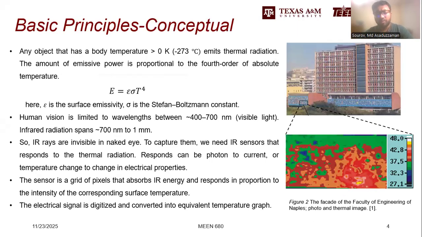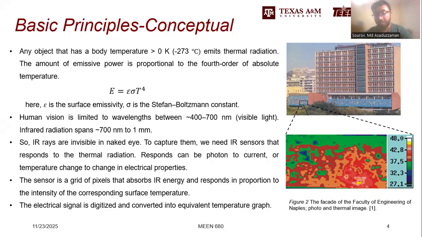Now, infrared thermography is basically based on the principle that any object above absolute zero temperature emits thermal radiation. According to the Stefan-Boltzmann law, here we can see the emissive power increases rapidly with temperature, in the fourth order. Infrared radiation spans wavelengths from 700 nanometers to around 1 millimeter, making it invisible to the naked eye. But IR sensors detect this radiation and convert it into electrical signals, which are digitized into thermal images that reveal surface temperature variations.